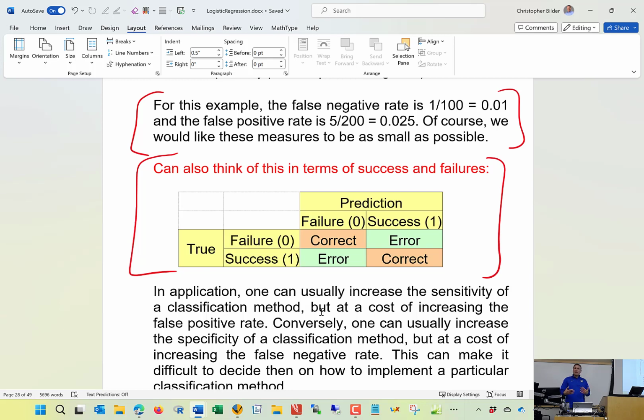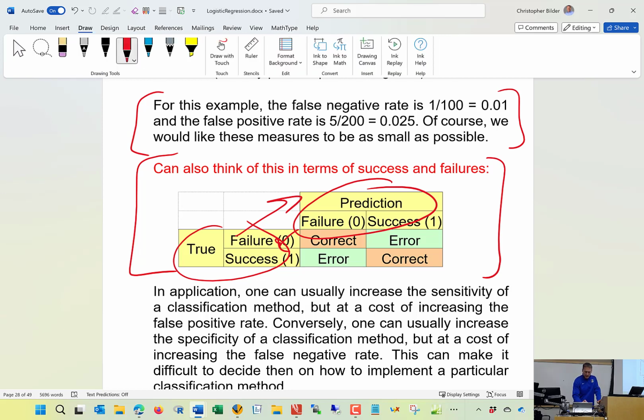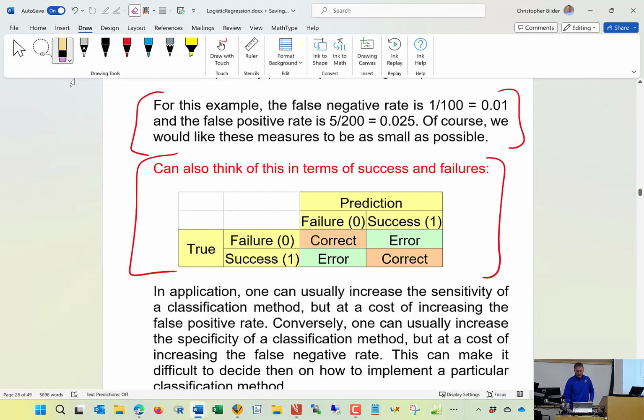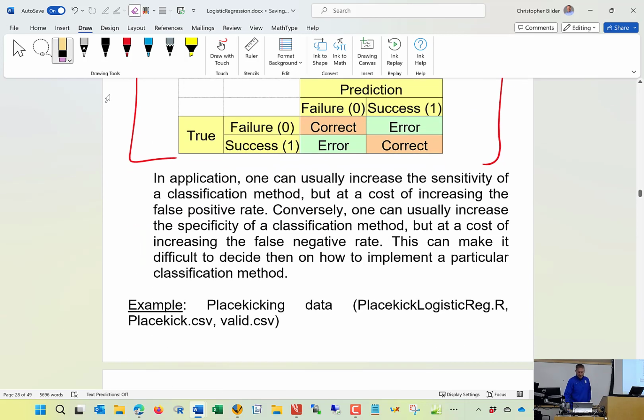Now, outside of this class, sometimes you will see people reverse the columns and the rows. So, in other words, put this up here, put this down here. There's not necessarily a standard. This is just what I chose to do here. So just be careful about that when you're reading another paper or doing something else outside this class.